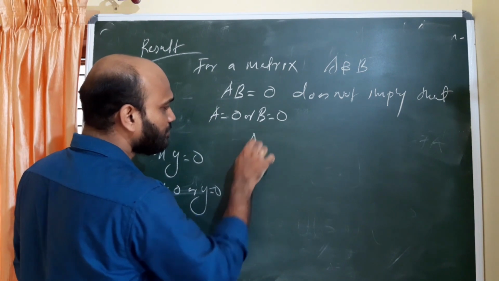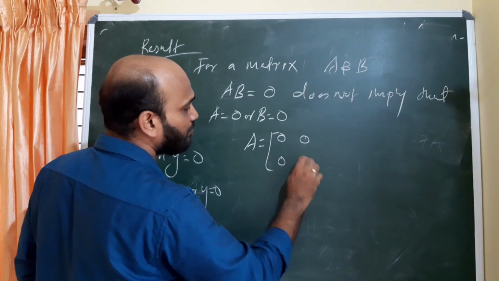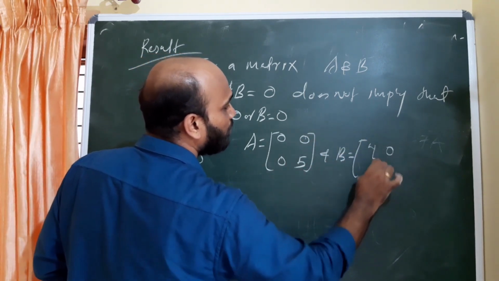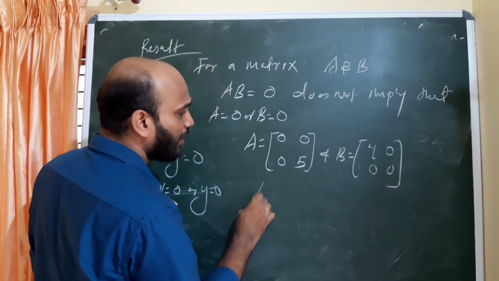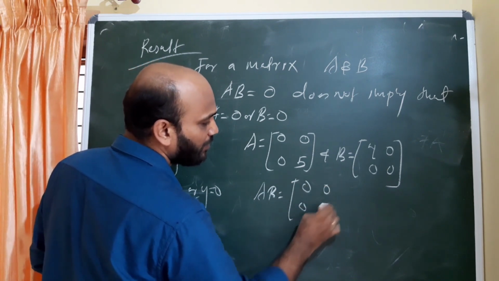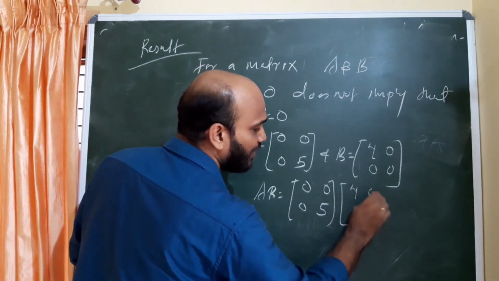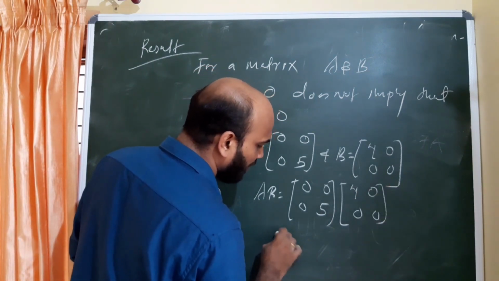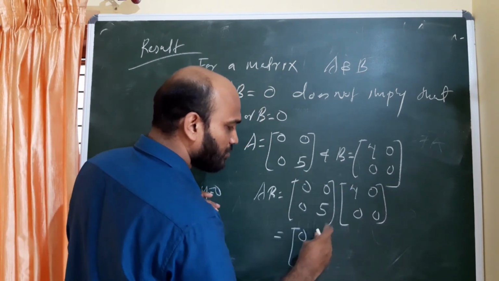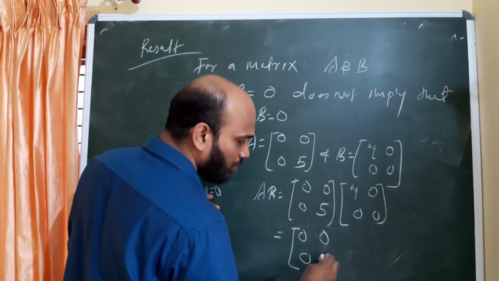For example, consider one matrix A equal to [0, 0; 0, 5] and B equal to [4, 0; 0, 0]. Find AB. A is not equal to a 0 matrix and B is also not equal to a 0 matrix. If you multiply these two matrices, what will you get? First row, first column, 0. First row, second column, 0. Second row, first column, 0. Second row, second column, 0.